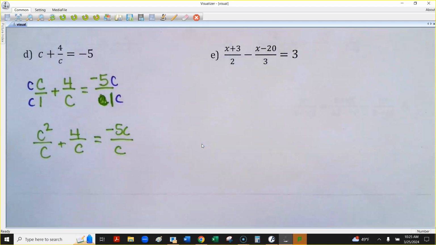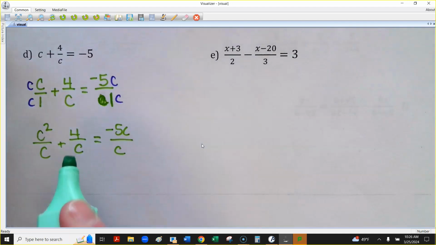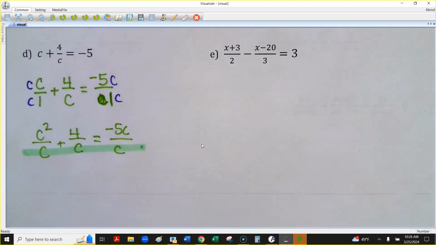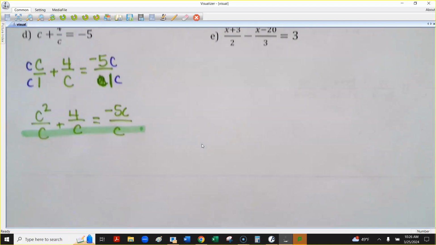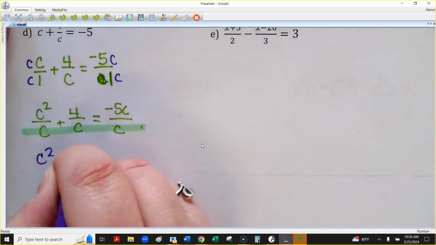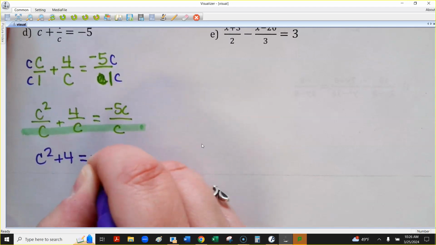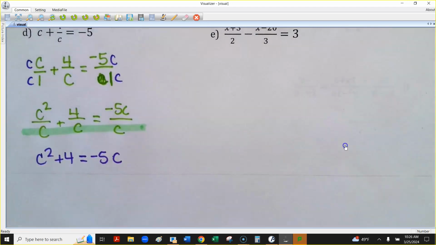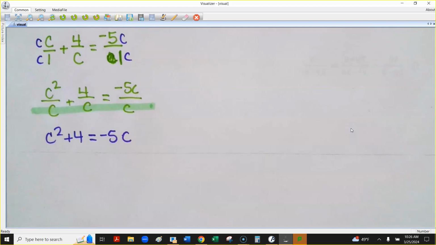This is a little harder, but this is the easiest way I could get you there. So all the denominators are C. So that forces just the numerators to be equal. So we can just work with the top. Now this guy's going to end up being a quadratic. So I have C squared plus 4 equals negative 5C. And I promise if you get a quadratic, I will make it factorable.